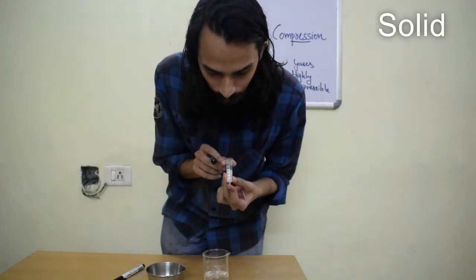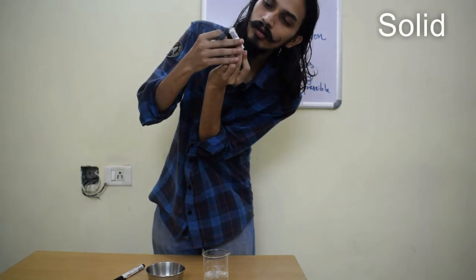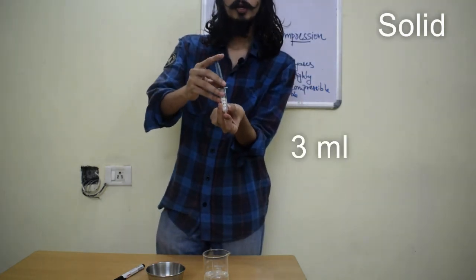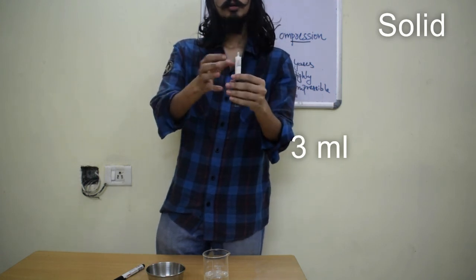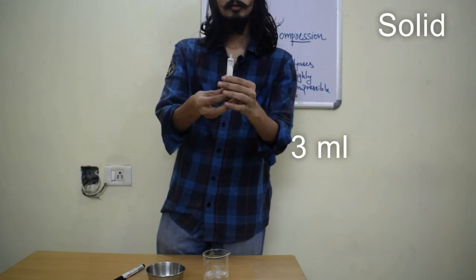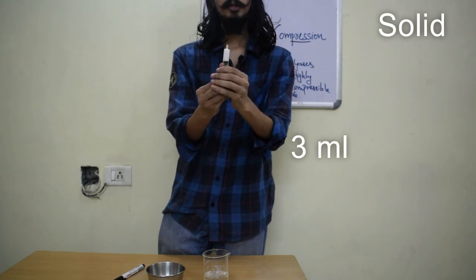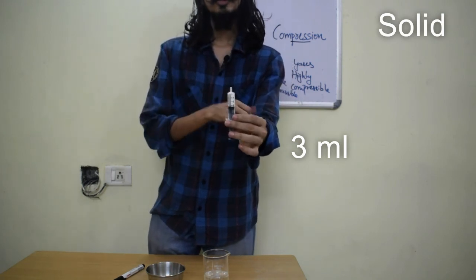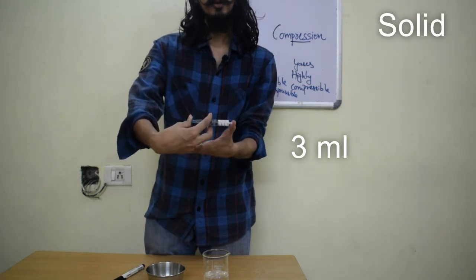So if I look at it now, there's about a little over 3 ml of salt over here. I'm going to push back the syringe in this, right? I'm going to push it back. I'm going to make sure I remove all the air from here. I'll push the syringe all the way up until there is no air remaining. It's just about 3 ml of salt. Now I'm going to try to compress this salt again in the same way.